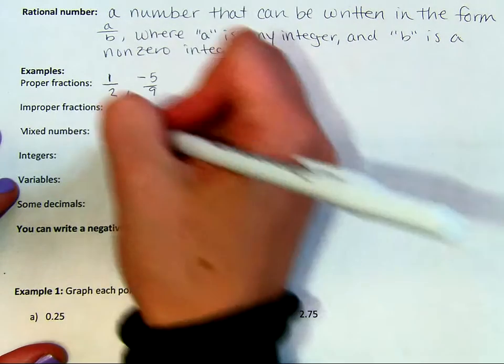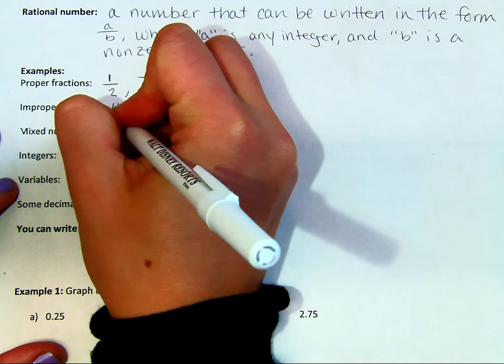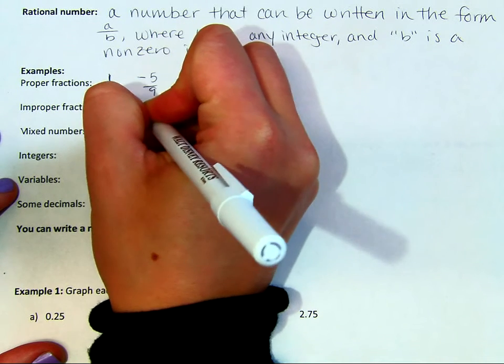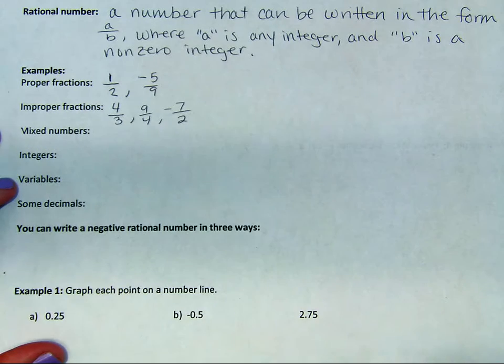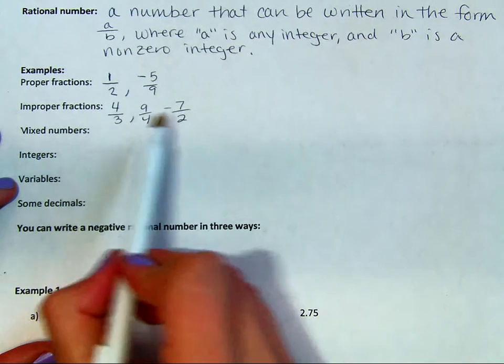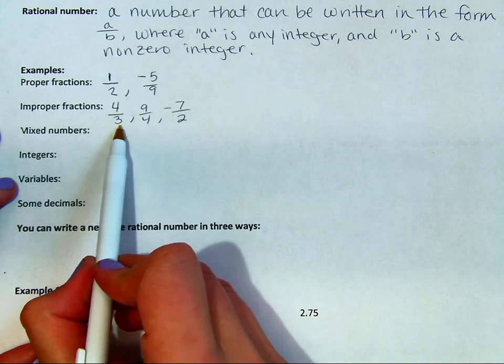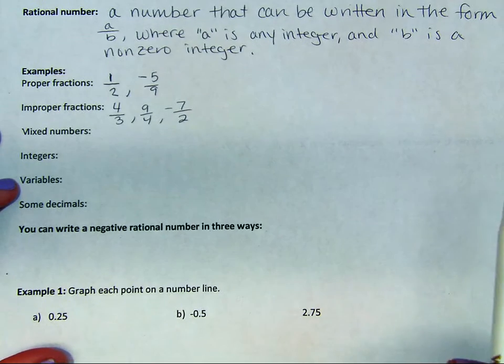Improper fractions are also rational numbers. So things like 4/3, or 9/4, or negative 7/2. These are just random examples, there are plenty more. But again, the numerator is bigger than the denominator. That's what makes it an improper fraction.